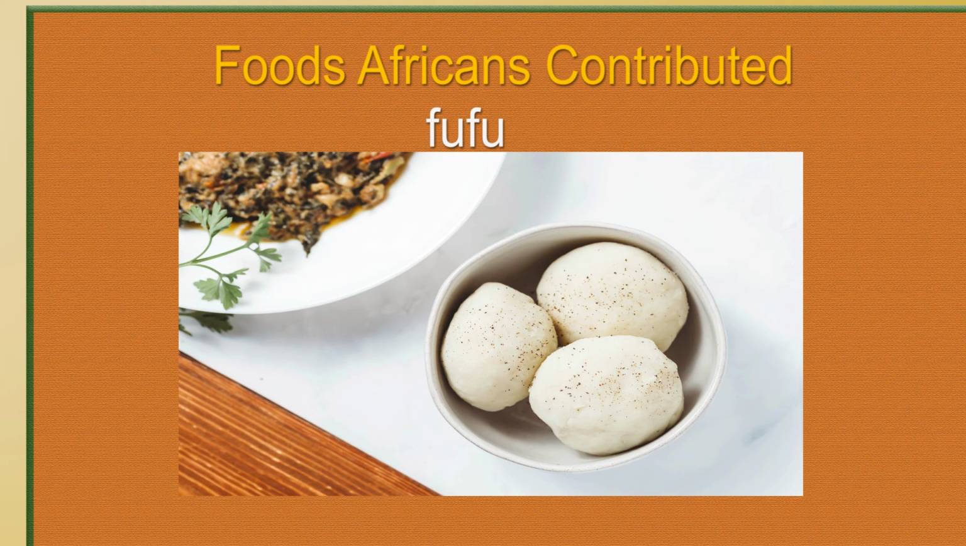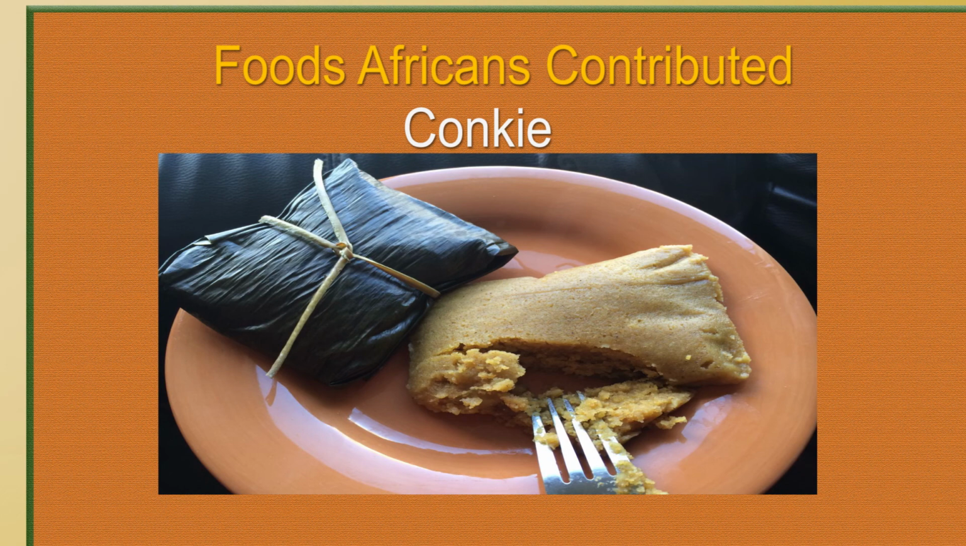The term fufu refers to any ground provision or a combination of ground provisions that have been boiled, pounded, or mashed, then formed into balls. The Africans also contributed konki. Konki is a sweet dish made from cornmeal, pumpkin, coconut, sugar, and warm spices steamed in a banana leaf.